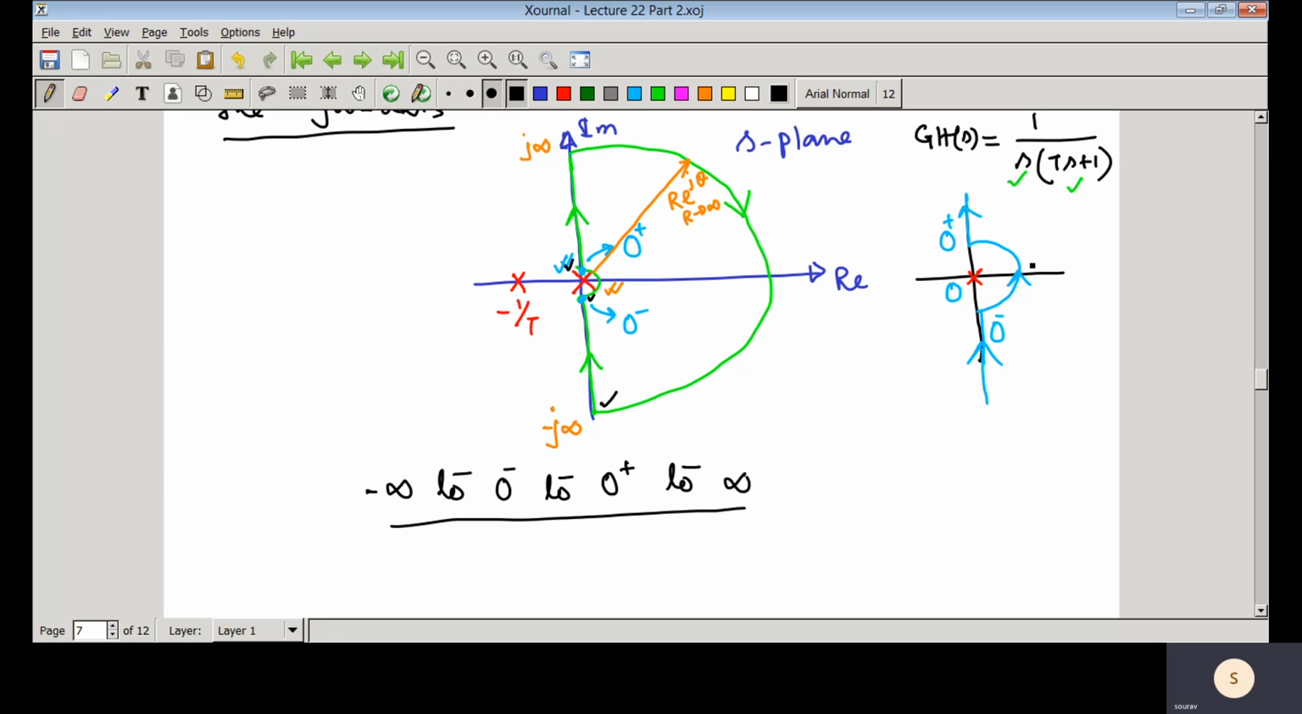Now we have seen that there is a small semicircle, represented as epsilon e to the power j theta, where epsilon is tending to 0. It is a very small circle. Just to exclude that pole, we have taken a small semicircle where epsilon tends to 0 and theta is varying.